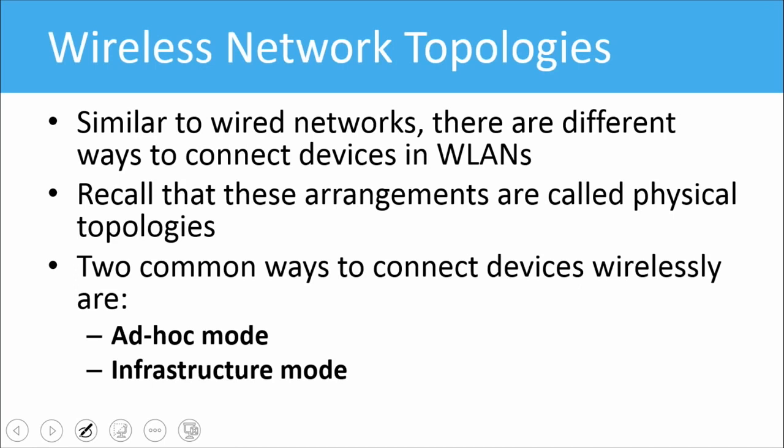All right, so let's talk about wireless network topologies. Similar to wired networks, there are different ways to connect devices in wireless LANs. Recall that these arrangements are called physical topologies, but know that when you're connecting wirelessly, the physical location of your devices doesn't necessarily matter as much as it does when you're using physical cables, right? There are two common ways to connect devices wirelessly: ad hoc mode and infrastructure mode.